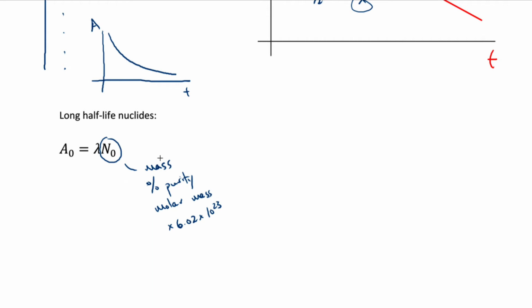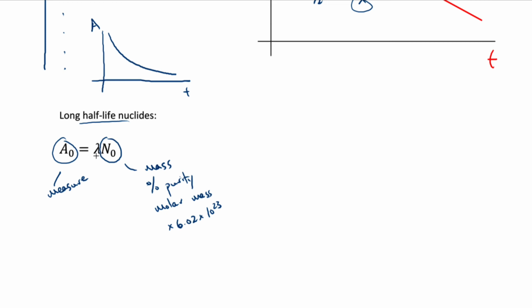Once we have that, if we can gather all this information, then we measure the initial activity just off of the Geiger counter. And that's not going to change much because the nuclide has such a long half-life, so it's going to stay relatively constant over the time of our measurement. And now we just have a simple equation. We divide this number, A sub 0, by N sub 0, and we get the decay constant.